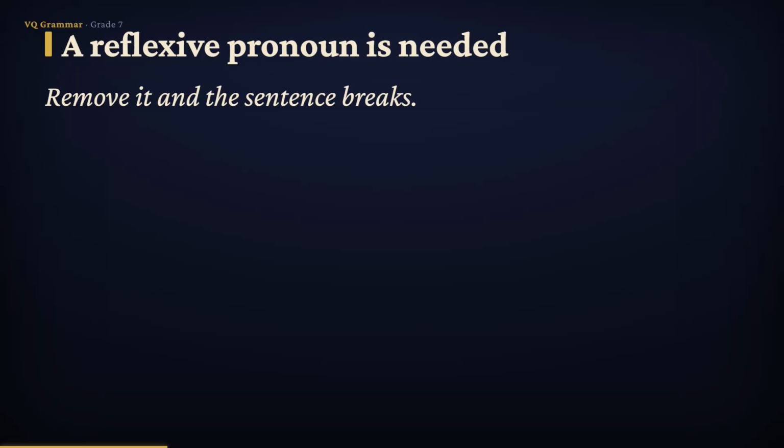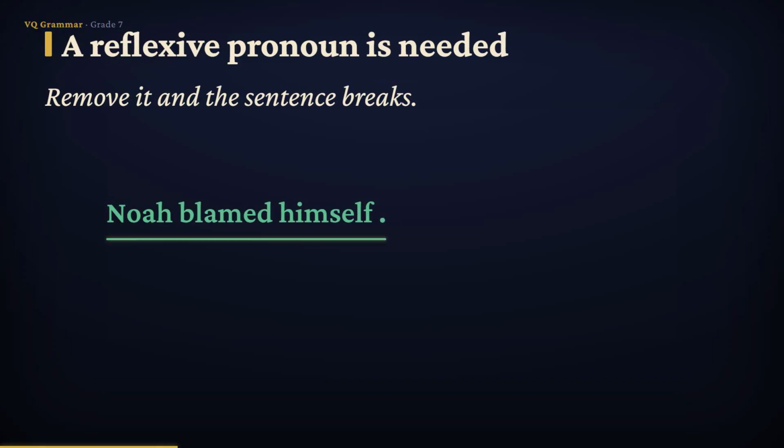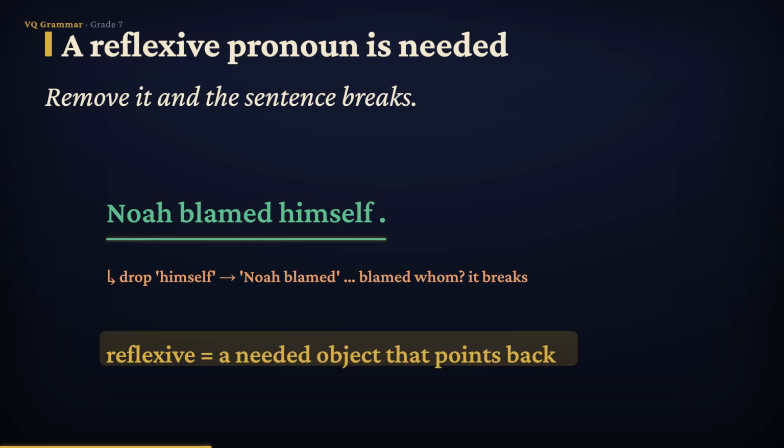Here's why a reflexive pronoun matters so much. The sentence actually needs it. Take this one. Noah blamed himself. Now try removing the pronoun. You're left with Noah blamed. Blamed whom? The thought is unfinished. The sentence falls apart. Because you can't drop it without breaking the sentence, that pronoun is doing real work as an object. A reflexive pronoun is a needed object that points back to the subject.